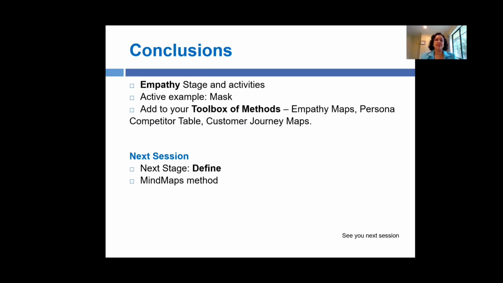And then remember that with all these methods, it's good to learn how to use them and apply them, because if you apply them, you learn the advantages and disadvantages of each method, and you learn to improve the method itself. So today you are exposed to empathy maps, personas, the competitor table, and customer journey maps, all very useful techniques. Next session, I will cover stage 2, which is defining the problem or reframing the problem based on all the information that you collected in the empathy stage. And we'll also cover mind maps as a useful method.